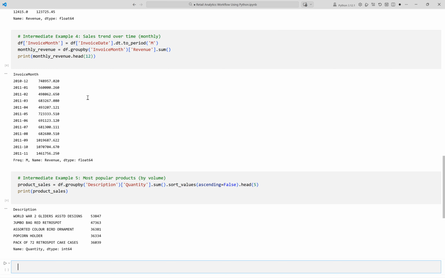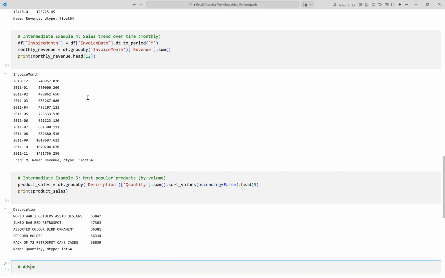53,847 units. Notice how the data is grouped by product description and summed to capture total sales volume, illustrating how to aggregate and rank products correctly. This helps avoid beginner mistakes by ensuring sales metrics are calculated across all transactions per product. Practice prompt: now find the top products by total revenue, not just by quantity.